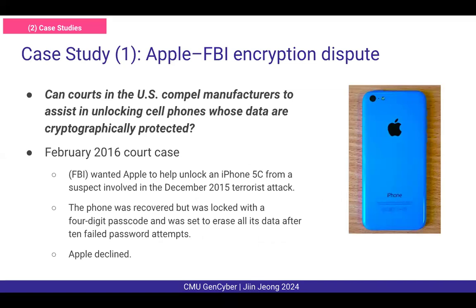So there are 2 case studies that I want to talk about. One is the Apple FBI encryption dispute. Basically, this deals with the question, can courts in the US compel manufacturers to assist in unlocking cell phones whose data are cryptographically protected? This was a court case in February 2016, and the FBI wanted Apple to help unlock an iPhone 5C from a suspect involved in the December 2015 terrorist attack. The phone was recovered, but it was locked with a 4-digit passcode, and after 10 failed password attempts, it was set to erase all the data, but Apple declined.